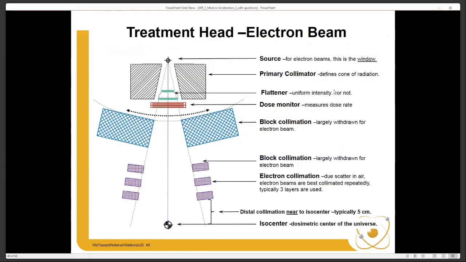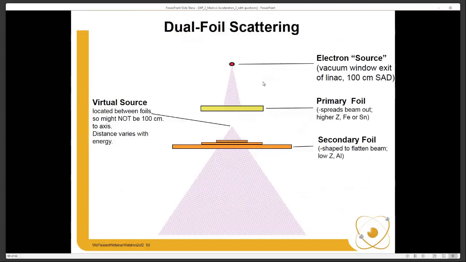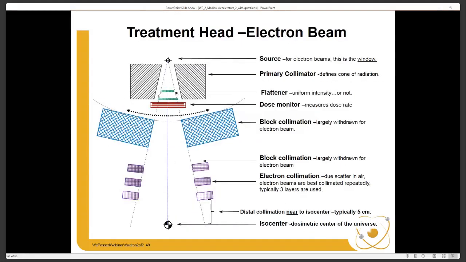Now we're going to talk about a clinical electron beam head. Here is that slide to remind us all that we no longer have a flattening filter, and we still have a dose monitor. We might have block collimators, but they're going to be pushed out of the way. We have electron collimation, which must be multi-level and close to the patient.